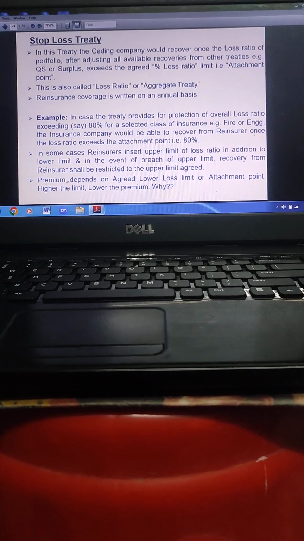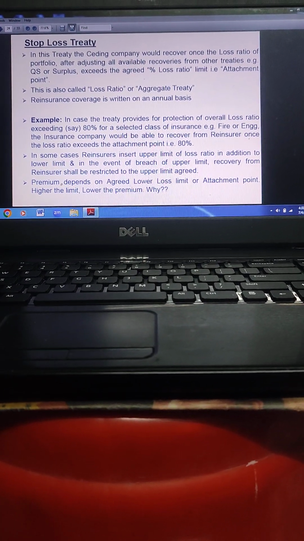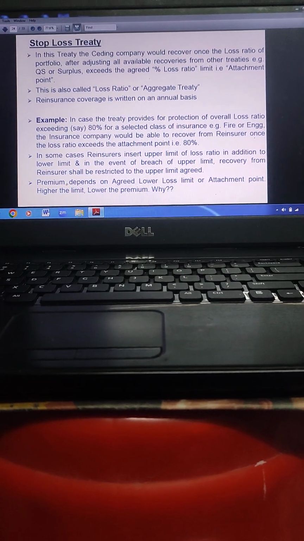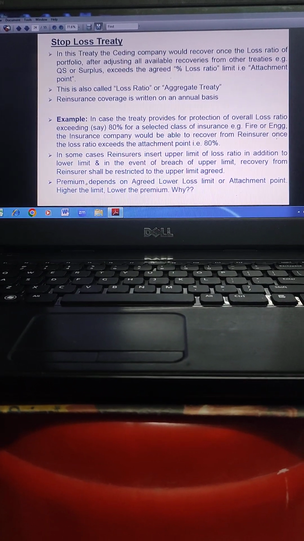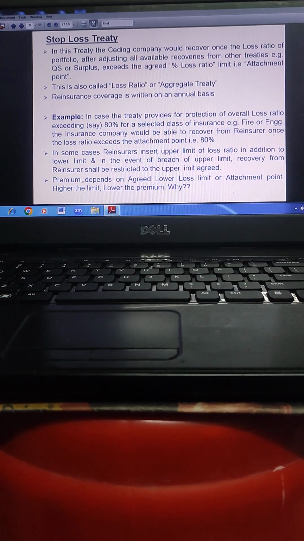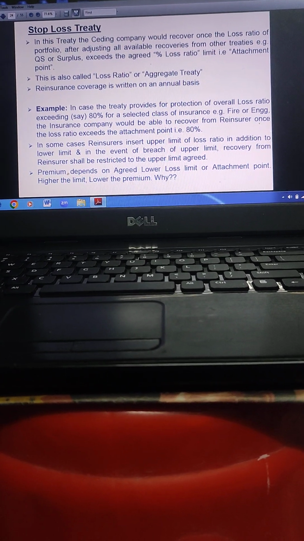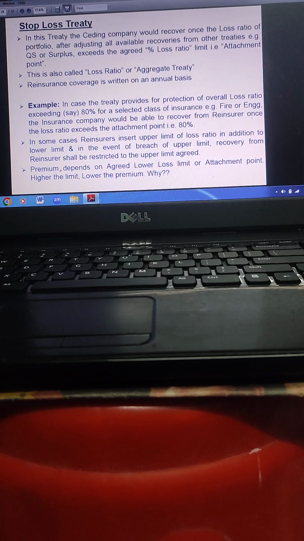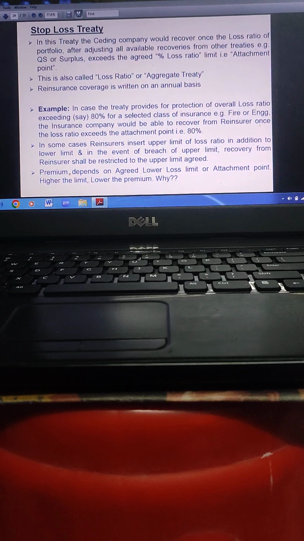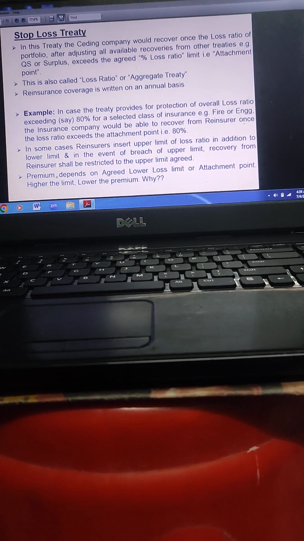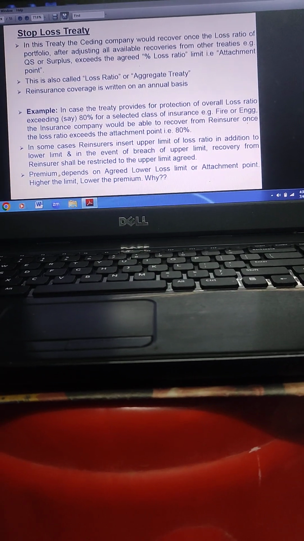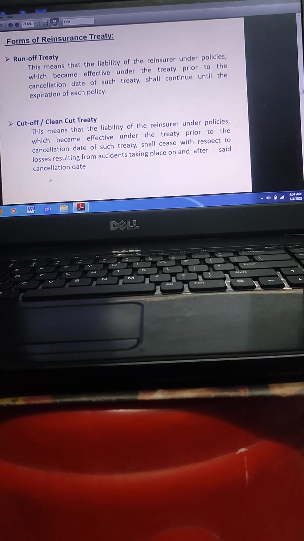Then comes the stop loss treaty. In this treaty, the ceding company would recover once the loss ratio of the portfolio, after adjusting all available recoveries from other treaties, for example QS or surplus, exceeds the agreed percentage loss ratio. QS means quota share. Loss ratio limit, that is the attachment point. This is also called a loss ratio or aggregate treaty. Reinsurance coverage is written on an annual basis.